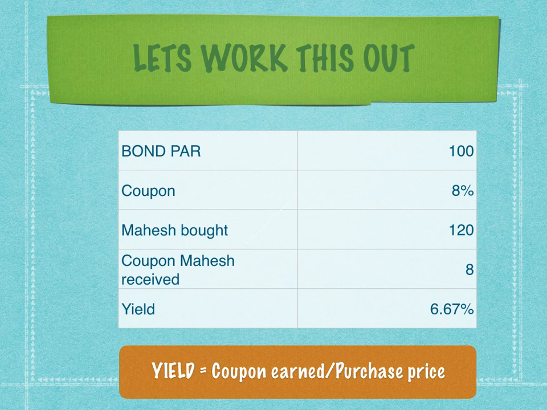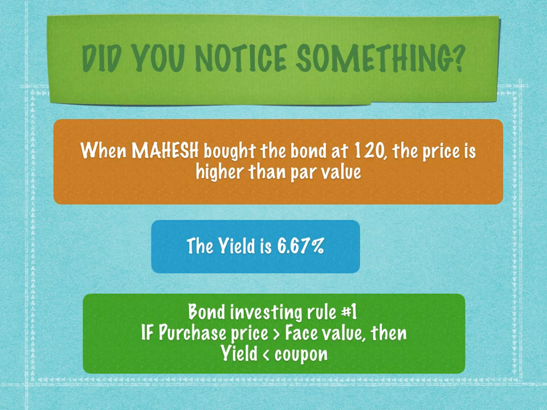Let's look at it again. The yield calculation is coupon earned divided by the purchase price. How much is the coupon they have earned? 8. What is the purchase price? 120. So 8 divided by 120 is the yield to the investor. Did you notice something? When Mahesh bought the bond at 120, the market price at which he bought the bond is higher than the par value. The yield is therefore 6.67%, which is lower than the coupon.